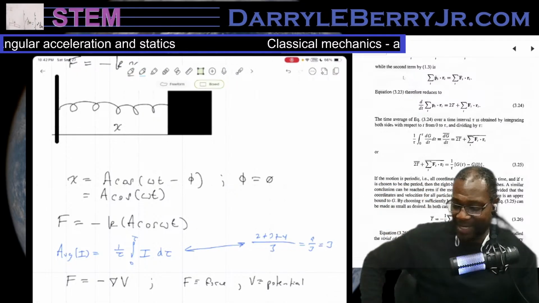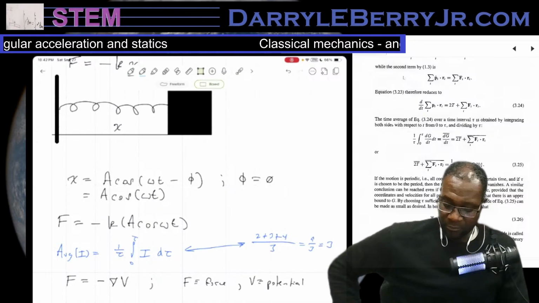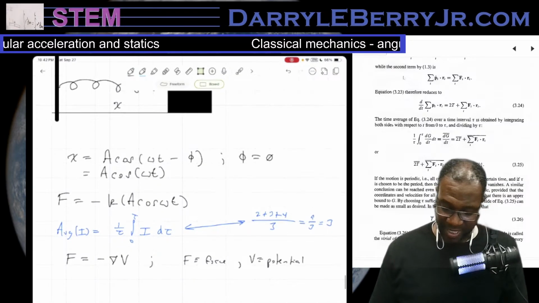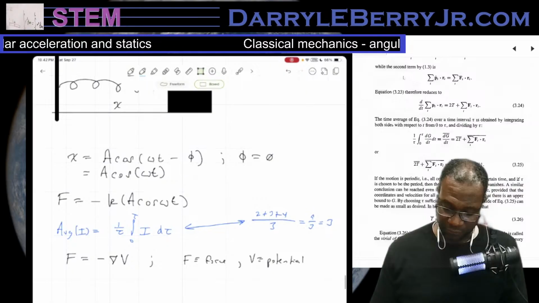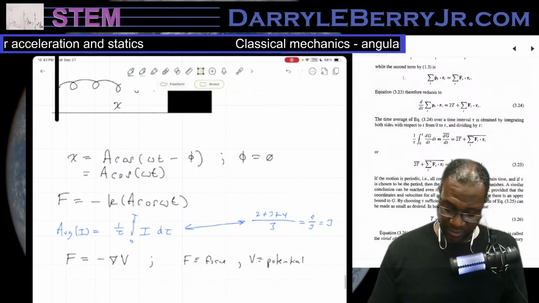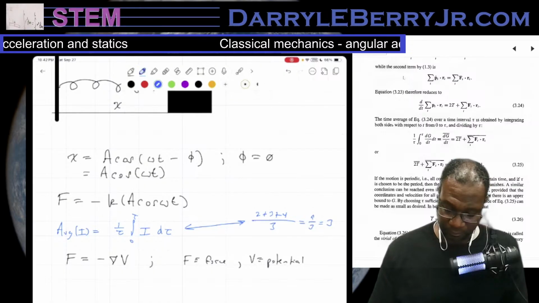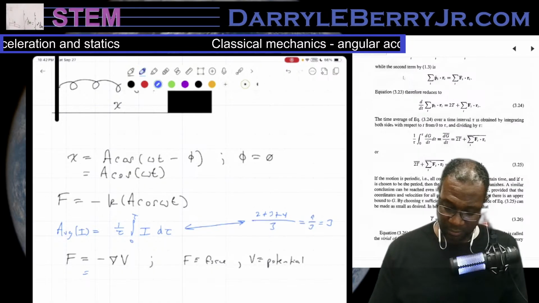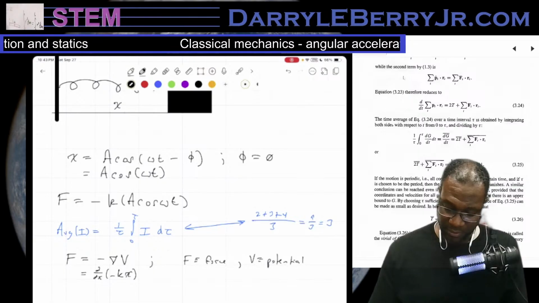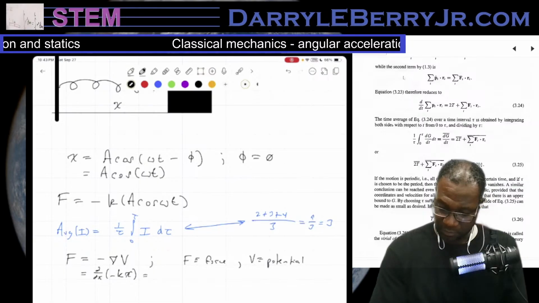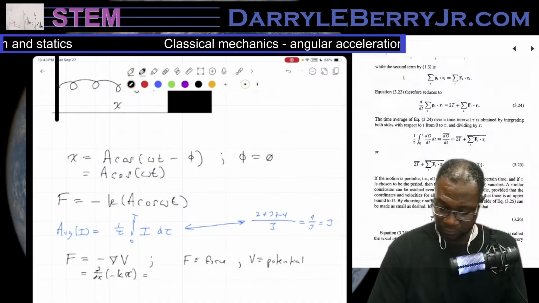But the actual potential that it has, if you take the derivative of that with a negative, then you get the force. So if force equals negative kx, then it'll be partial x and negative kx. So, hold up, I'm looking at this backwards. Let me think.